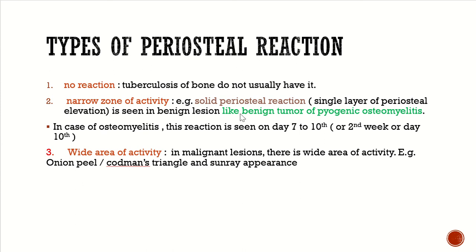And in second type, a narrow zone of activity is seen in benign lesion, and wide is in malignant. Narrow in benign lesion, wide in malignant lesion. For example, onion peel or Codman's triangle and sunray appearance, we get to see in malignant lesions.